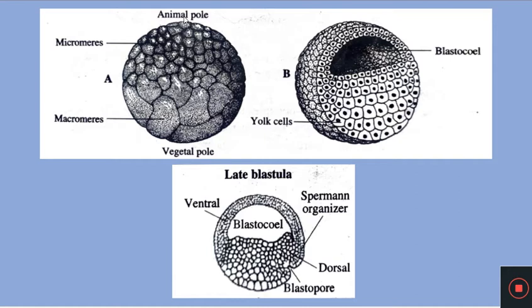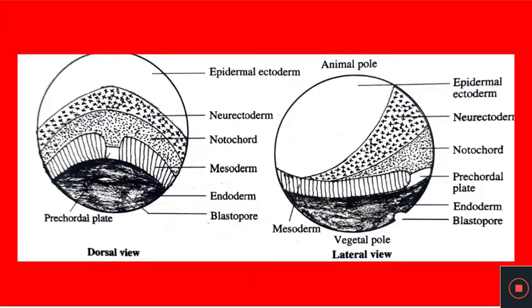So, this blastula, it is a ball of cells. It is a hollow ball of cells which is having a cavity inside that is called as the blastocele. Now, we will just have a look at the fate of the blastula. That is what is called as the fate map.